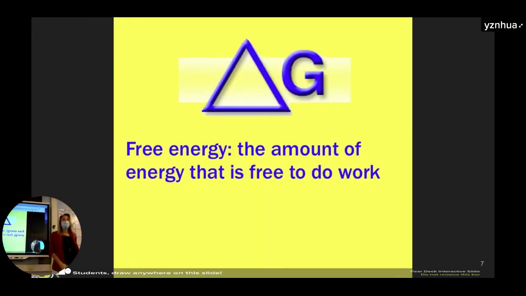So how do we measure free energy? Well, we look at the changes in free energy, and that triangle right there stands for delta. So that's a change in the free energy. Remember when we talked about negative and positive delta G? See if the person next to you remembers the difference between negative and positive delta G and what kind of reaction that is. See if you can remember. Go ahead.